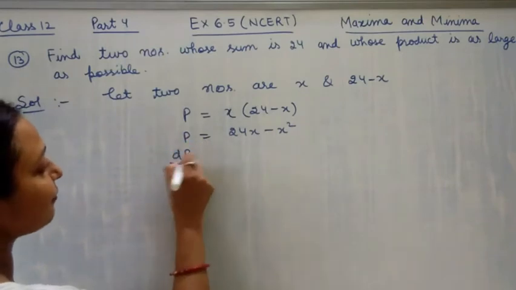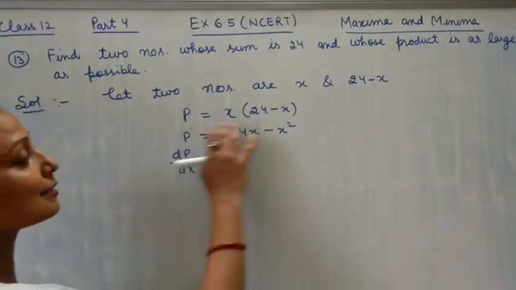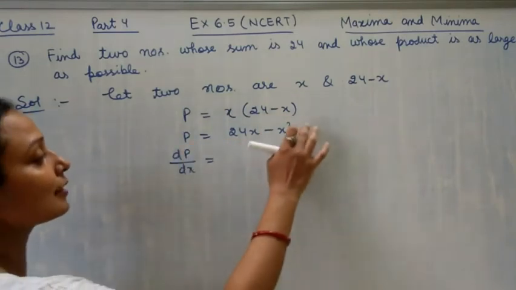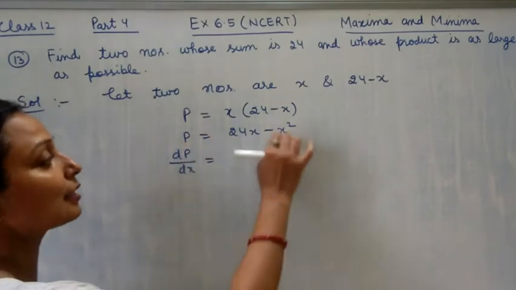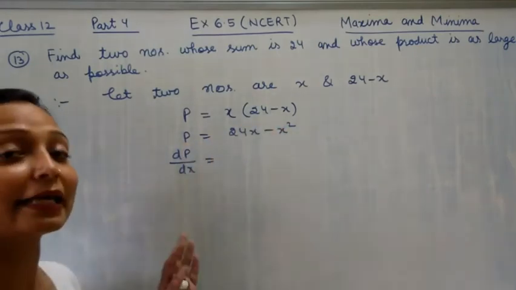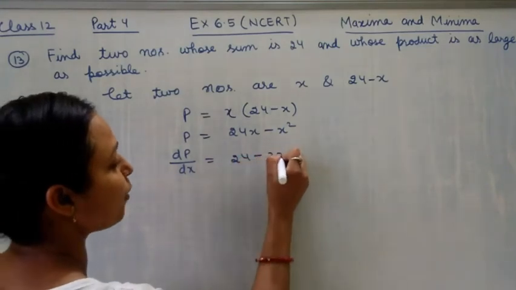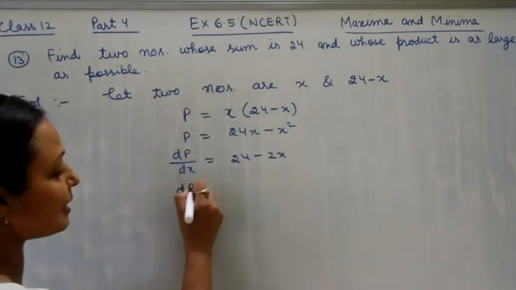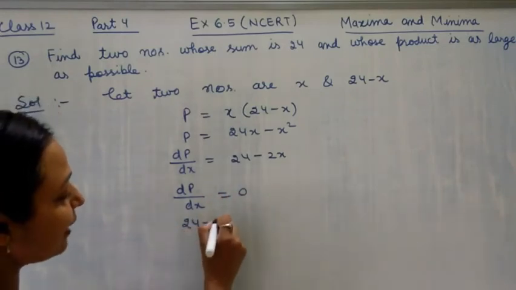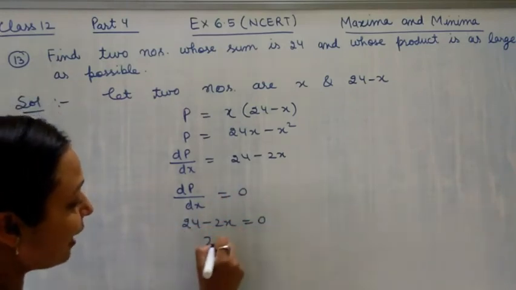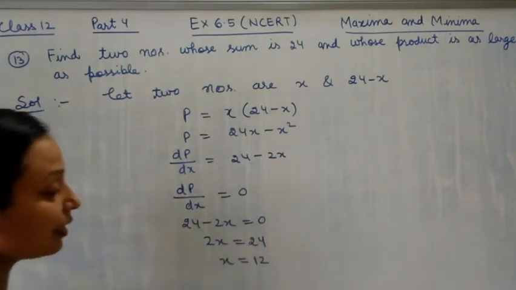Take the derivative with respect to x, right? You have to find the maxima or minima on this function. The product makes the function for finding the maxima. So dP/dx will be equal to 24 minus 2x, right? Now the second step is you have to equate it to 0. 24 minus 2x is equal to 0, so 2x is equal to 24, and x is equal to 12.